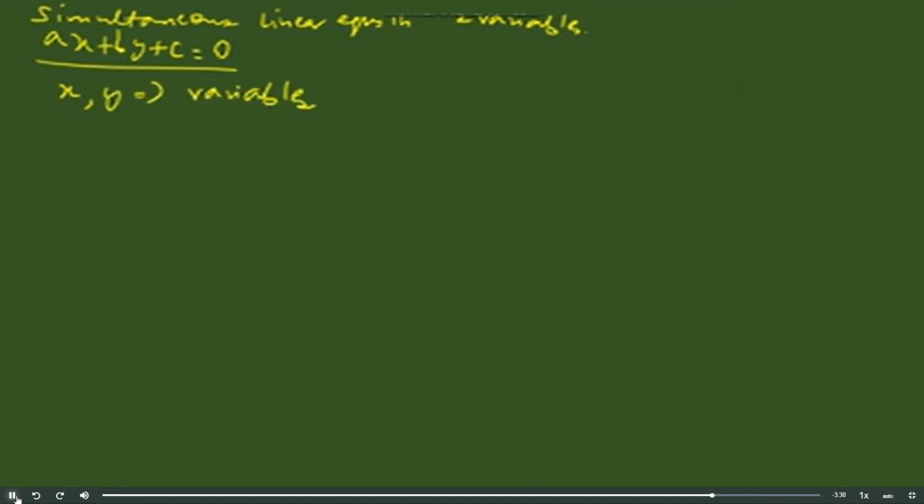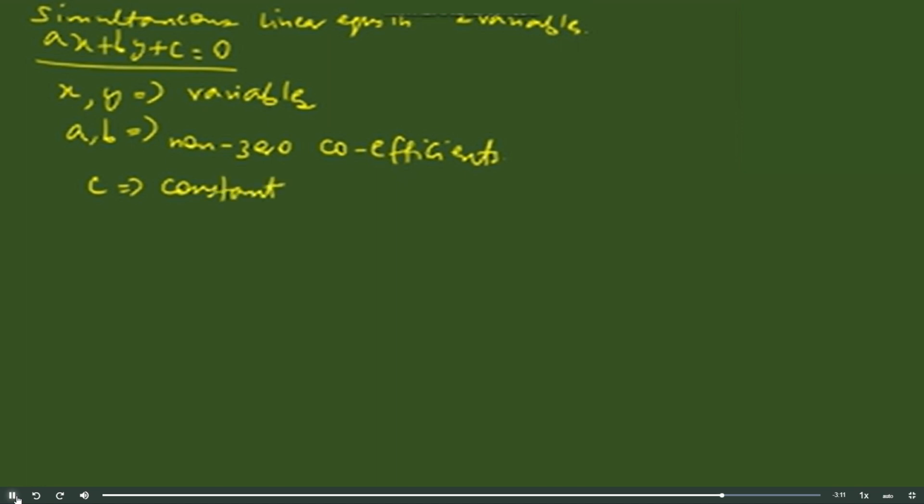variables, a and b are non-zero coefficients, the number which comes before the variable is a coefficient. So a and b are non-zero coefficients. c is the constant. That means there is no variable attached to it. It is a given number. It's a known number.